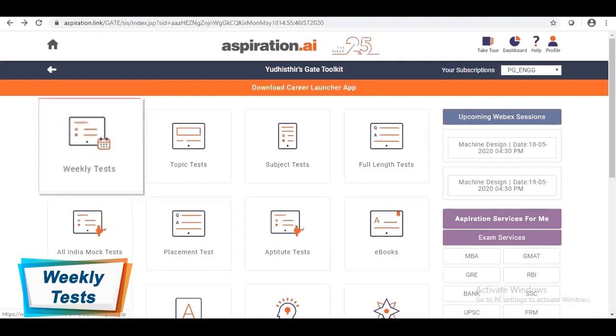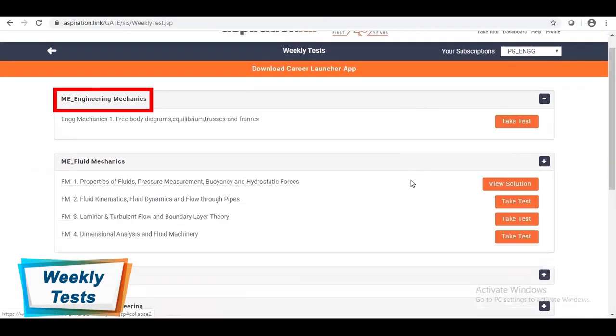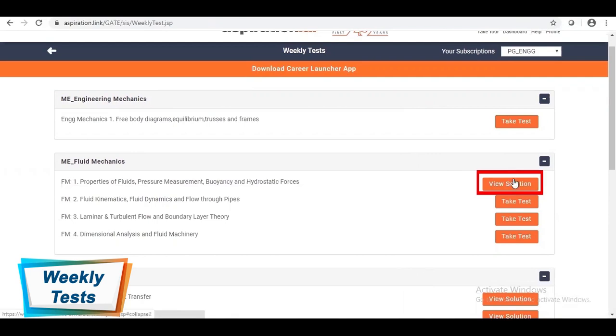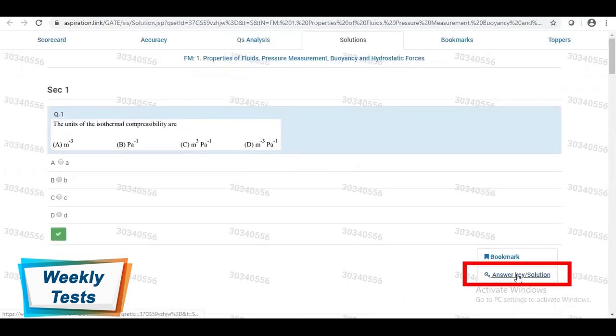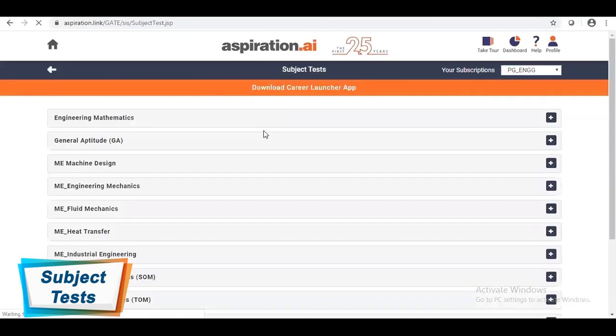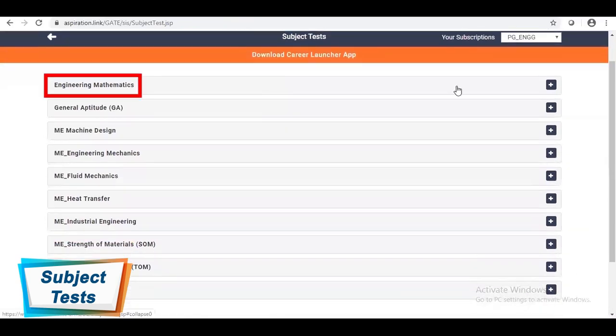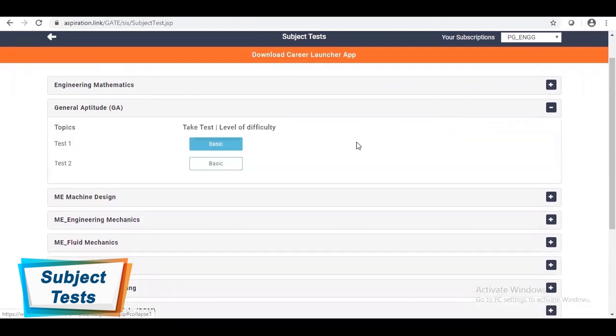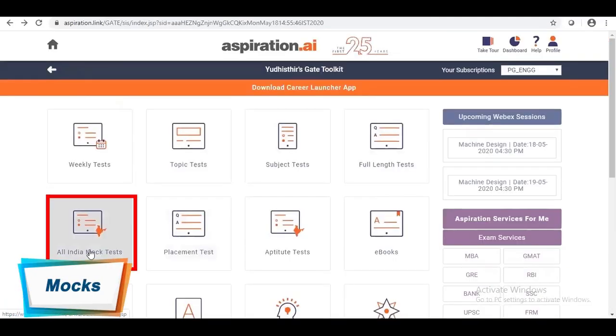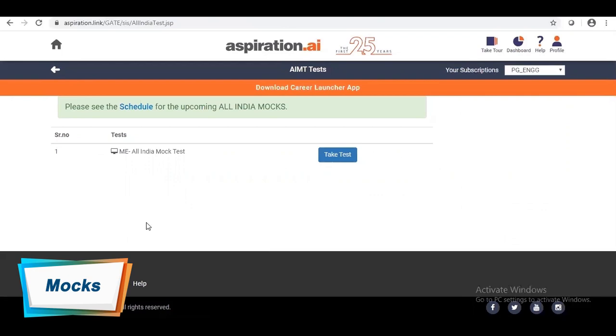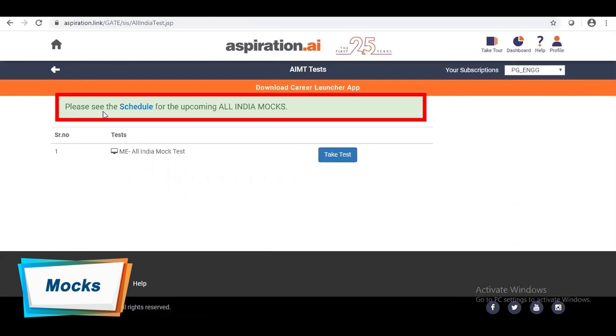If you talk about weekly test, you will find 80 plus topic-wise tests, which are in a solution format. When you go to subject test, you will find 12 plus subject tests, which can be divided into basic and advanced level. Probably an expert level will be added later on. When you talk about mock test, this will be taken by around 40,000 plus students as the exam approaches.